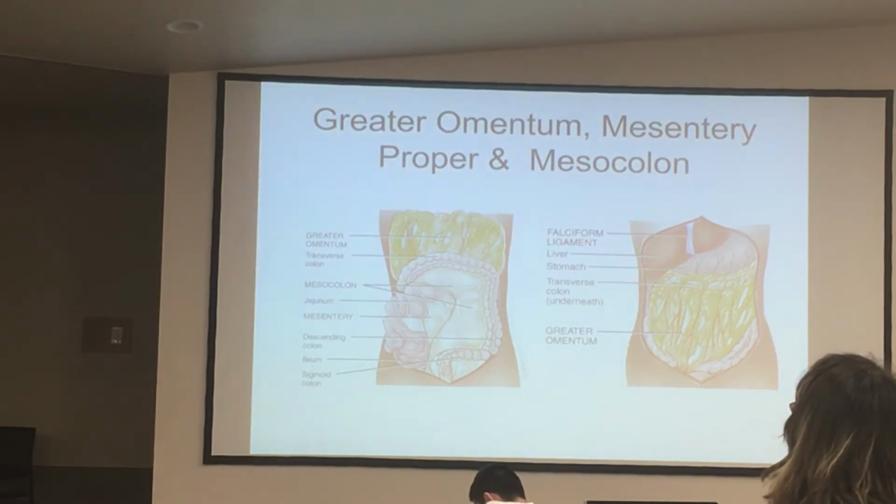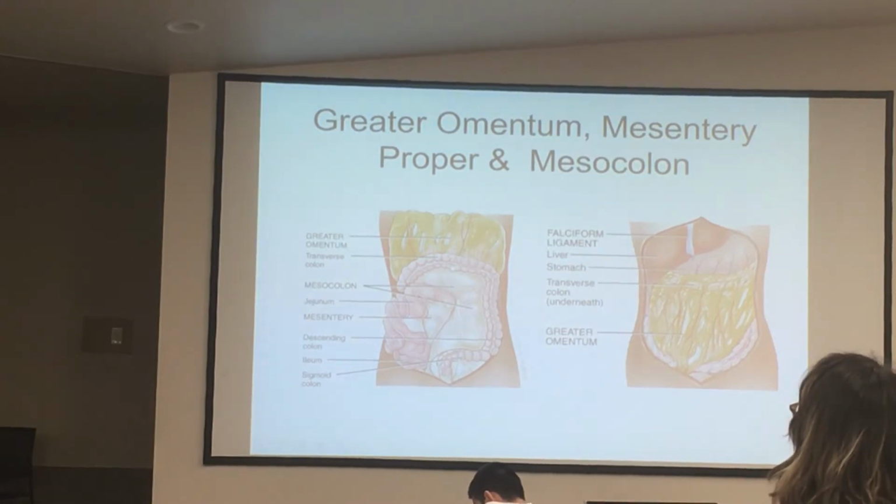Okay, so even when we exercise, the large intestine is not going to twist together, because in between they have this structure, the mesocolon. And in between the small intestine, we have the mesentery proper. Mesentery proper.